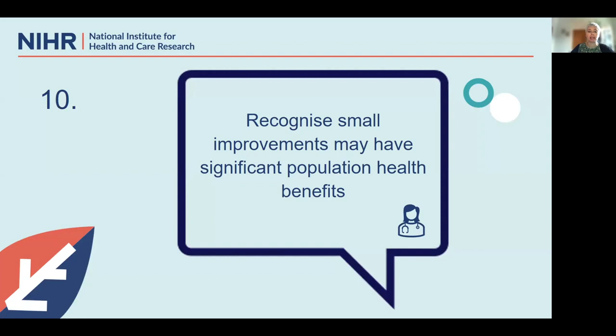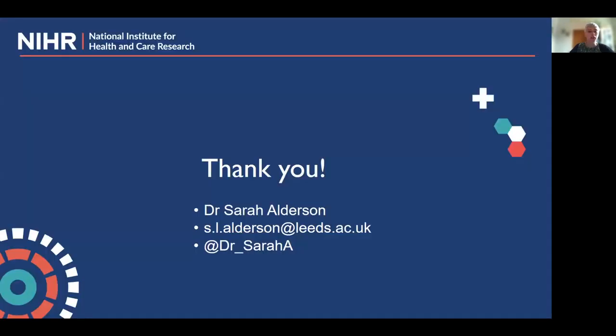Finally, top tip 10 is to recognise that small improvements may have significant population health benefits, and that this message needs to be heard by funders, commissioners and healthcare systems so that they recognise the benefits that might occur from undertaking research in effectiveness of different methods of doing audit and feedback. So those are our 10 top tips to embedding experiments within existing quality improvement programs.